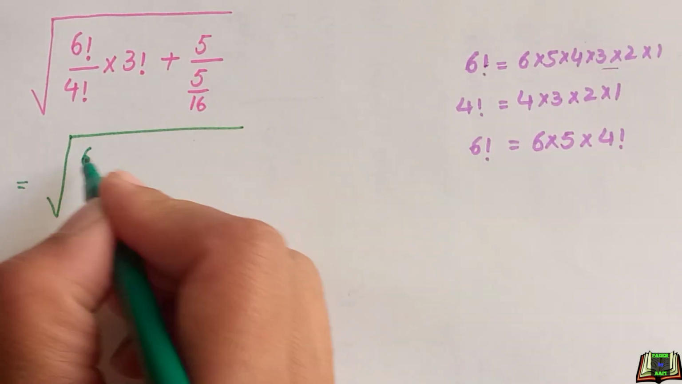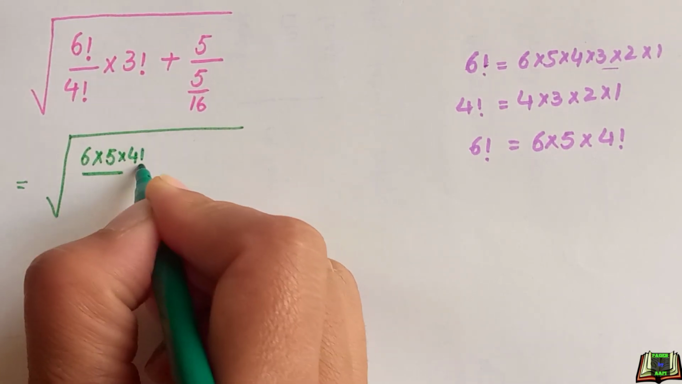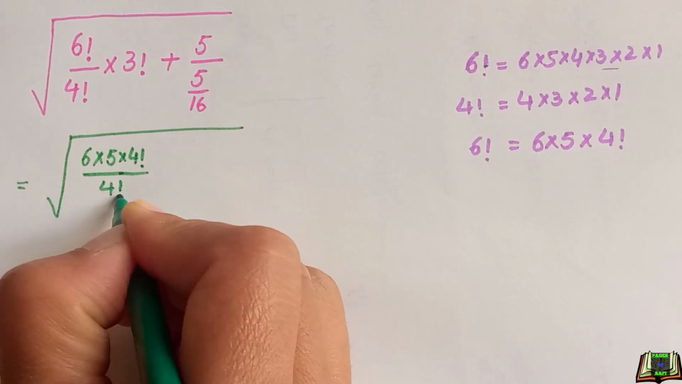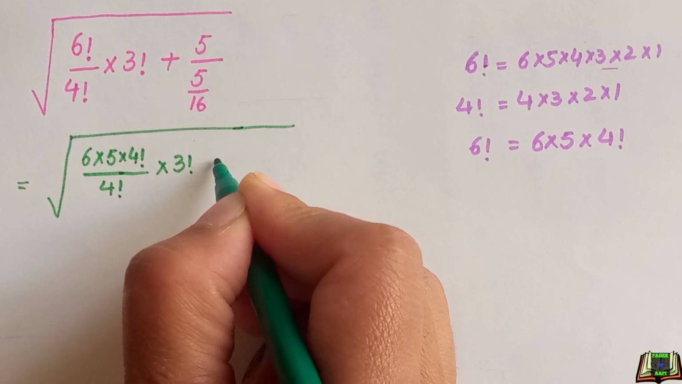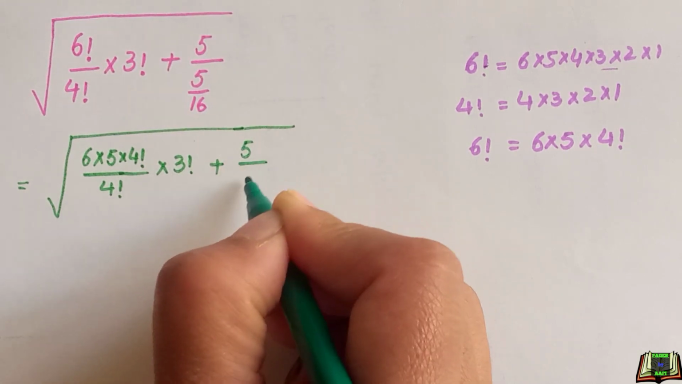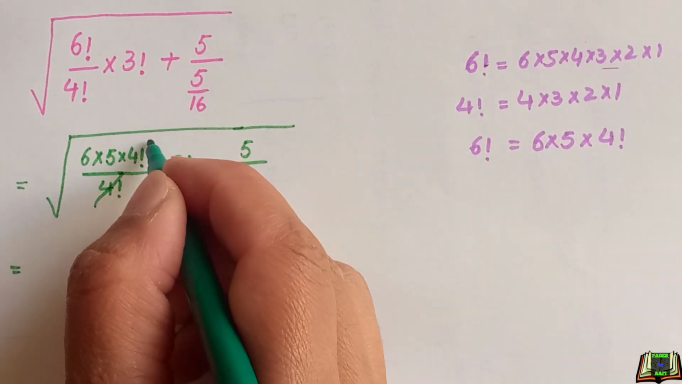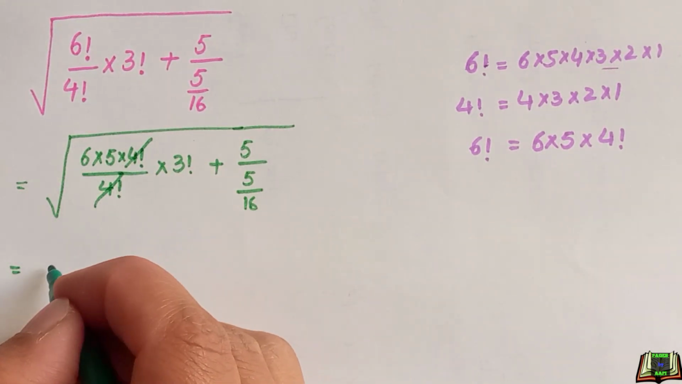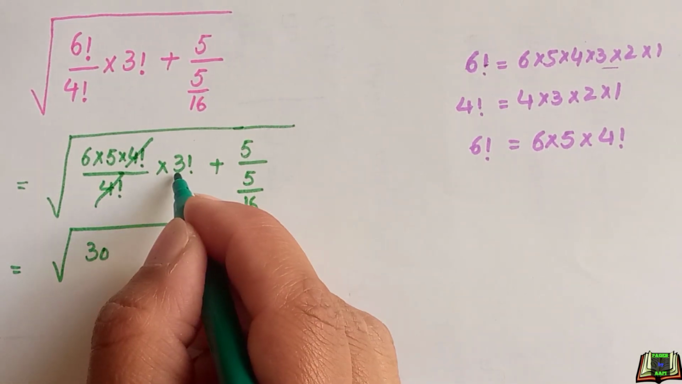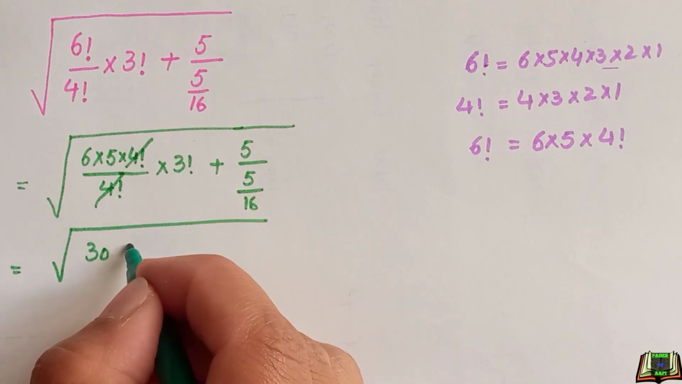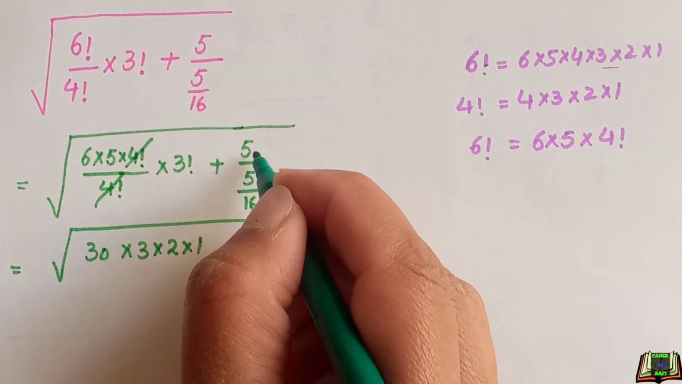6 times 5 times 4 factorial divided by 4 factorial times 3 factorial plus rest part as it is. This 4 factorial will be cancelled out. We are left with 6 times 5, which is equal to 30, and this 3 factorial is equal to 3 times 2 times 1. Now let's solve this part.